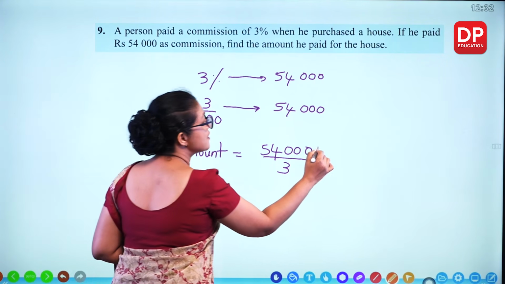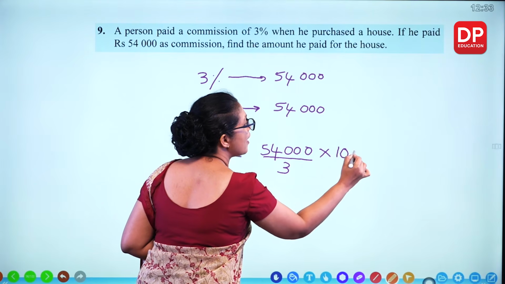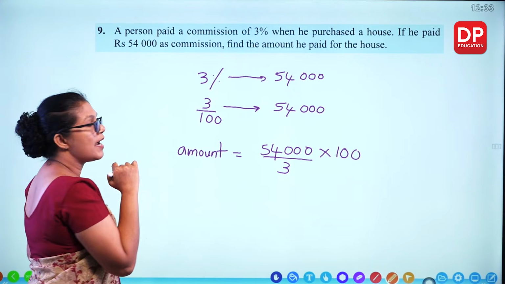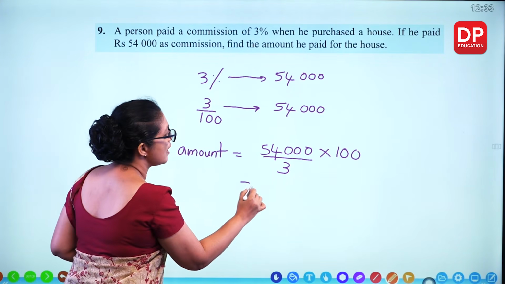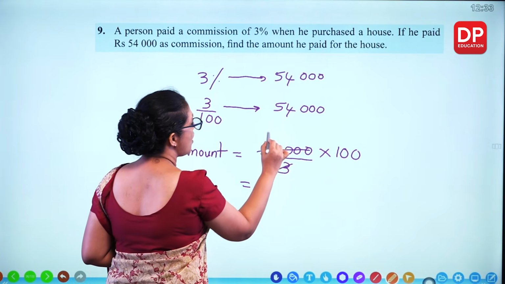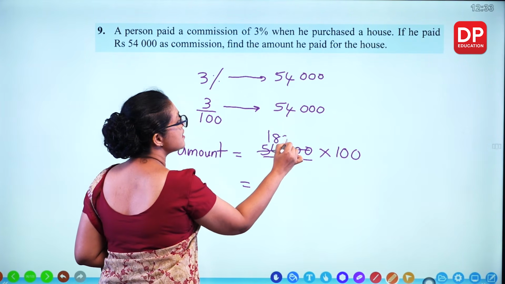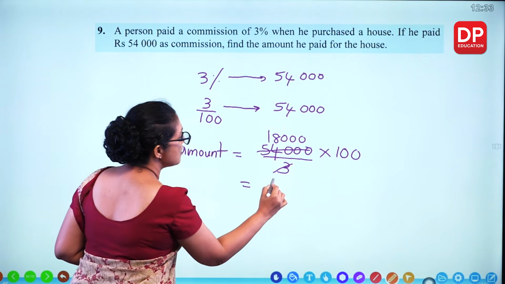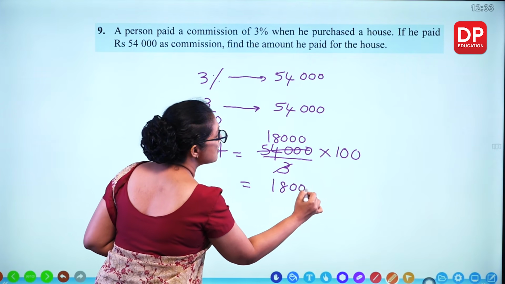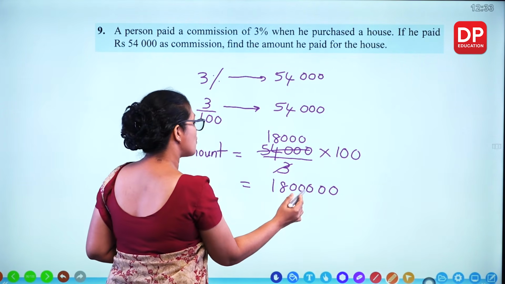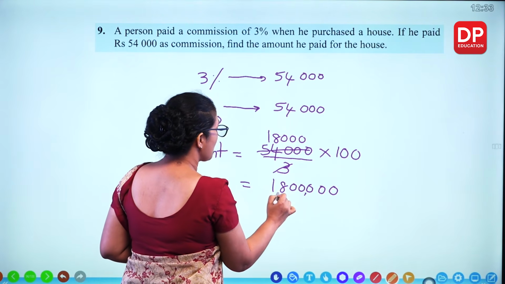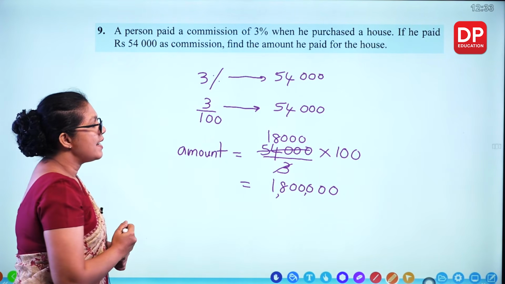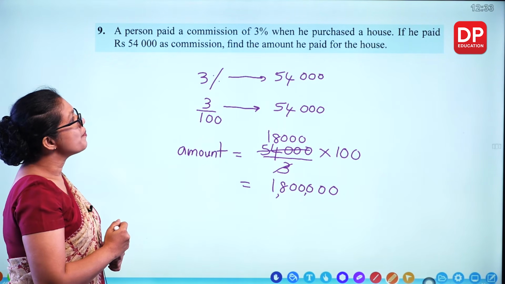So what's the total? That's 100 parts. Multiply by 100. So you get 18,000 into 100, which gives you 1,800,000 rupees.